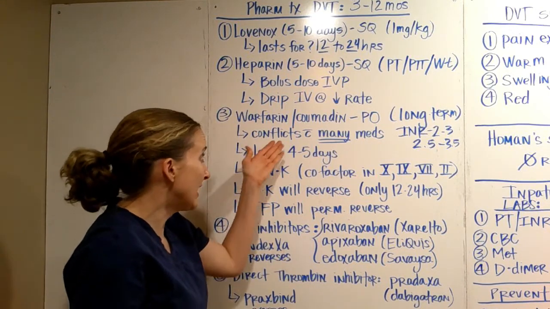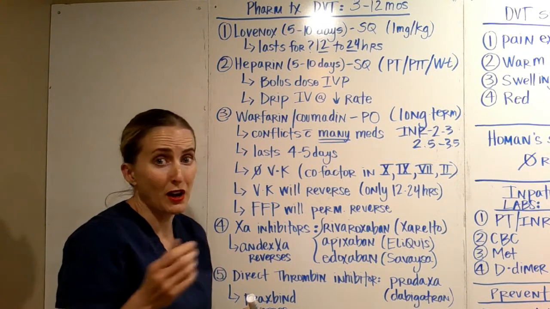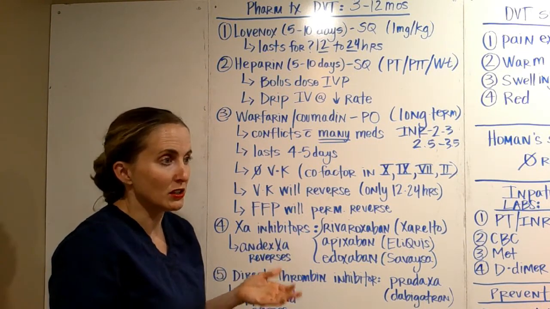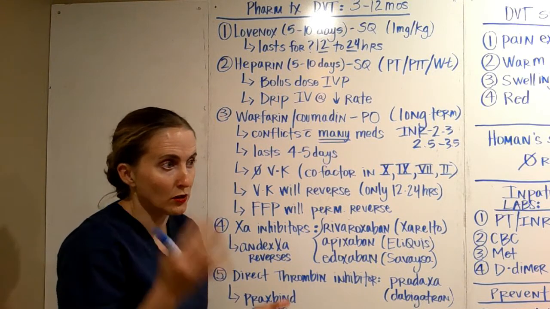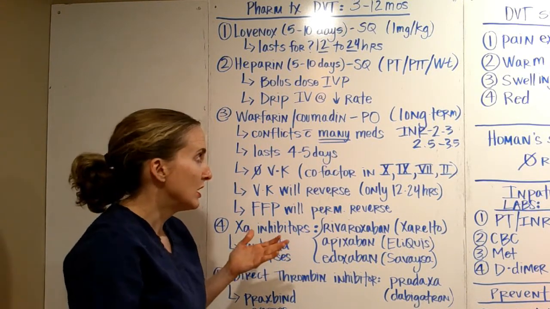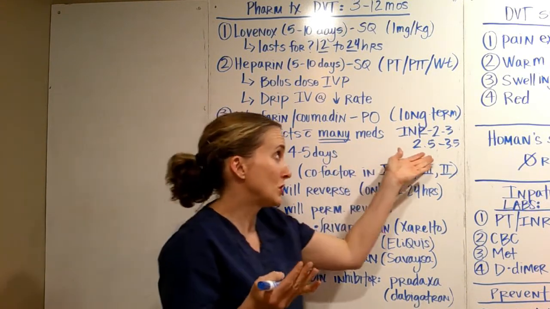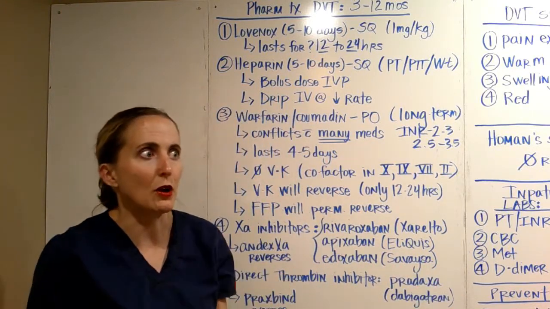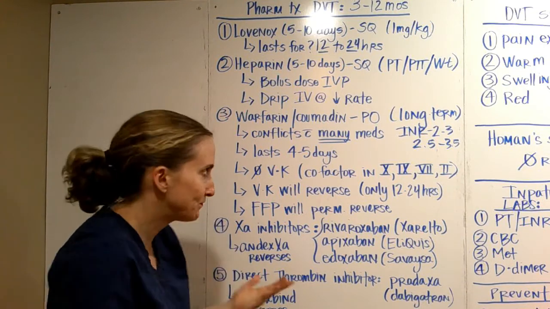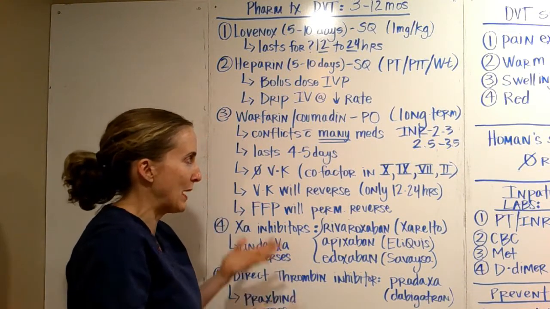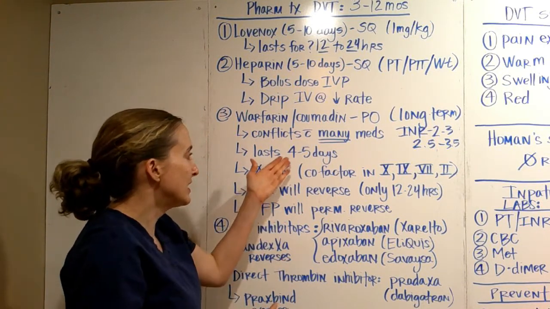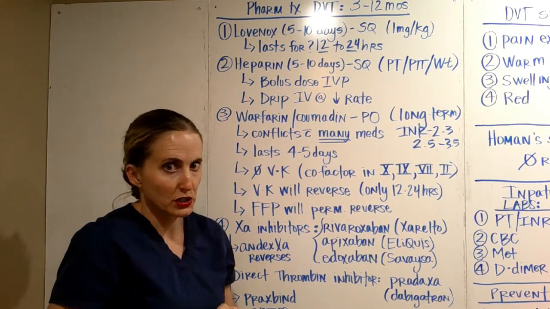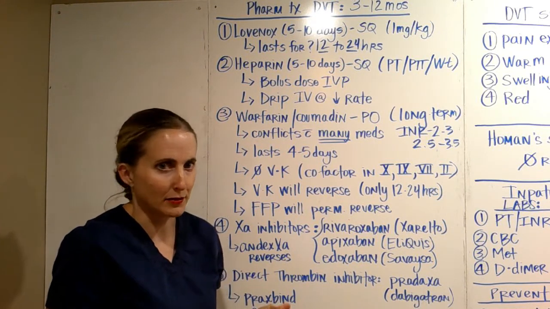Then it also conflicts with many medications. We've got antibiotics. We have so many meds that will either increase or decrease the warfarin. Either it's going to increase it, which puts them at risk of bleeding, or it decreases it, which puts them at risk for a clot. So it's a bit of a balancing act that you have to play. It does last for 4 to 5 days. So if you want it reversed, you can't just stop taking it, right?